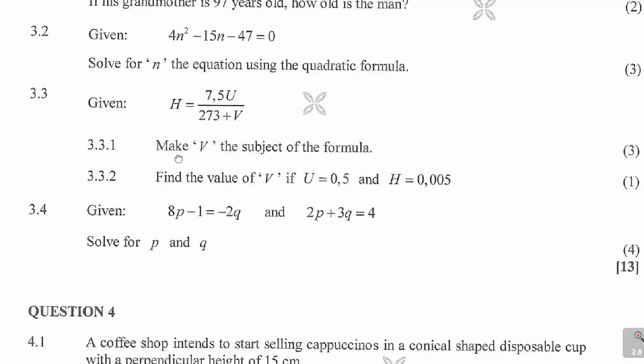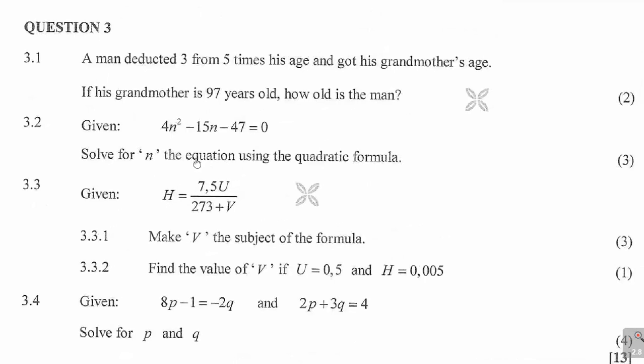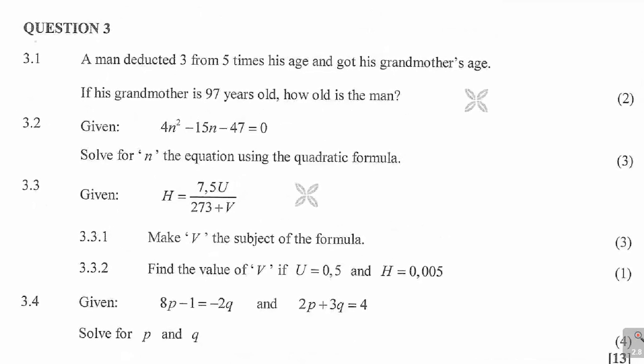Now, question 3. This is 3.1. It was a word problem, 2 marks though. And I think here the examiner was somehow a bit stingy. I'm talking to the examiner, because such questions can get good marks, at least 4, considering the way he put a lot of marks on that factorization.